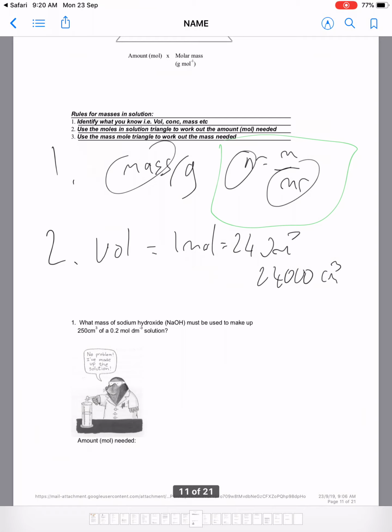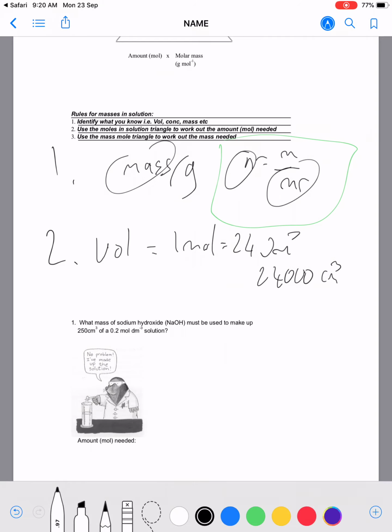Okay, let's have a look at number 1. Nice and straightforward, I hope, to begin. What mass of sodium hydroxide must be used to make up 250 cm³ of a 0.2 mol/dm³ solution? So, there we go.